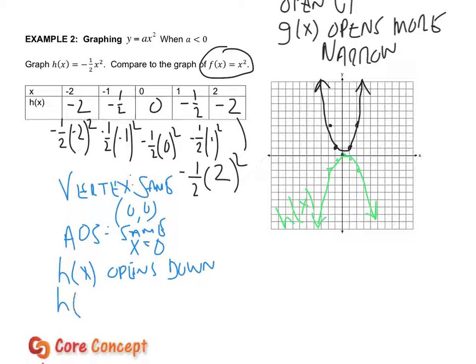So h of x. Because this number in the front is between 0 and 1, it is going to be wider, so it's going to open wider than the f of x. Okay, that is called the vertical shrink. It's not as tall, takes longer to build up, but it's opening wider. So when you have that number that is between 0 and 1 in front, it opens wider. When it's a negative, it now opens downward.